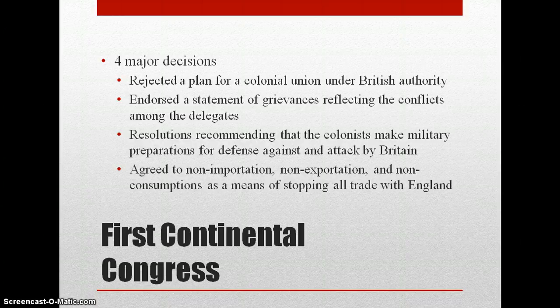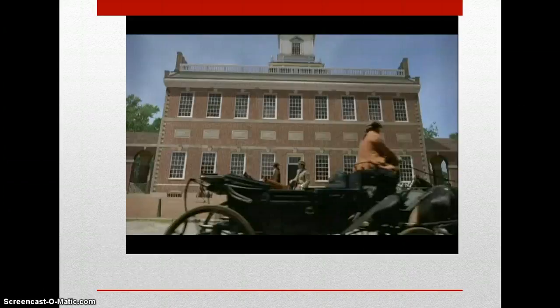The First Continental Congress makes 4 major decisions. They reject a plan for a colonial union under British authority. They endorse a statement of grievances or complaints reflecting the conflicts among the delegates. The resolutions recommend that the colonists make military preparations for defense against an attack by Britain, and agree to non-importation, non-exportation, and non-consumption as means of stopping all trade with Great Britain.